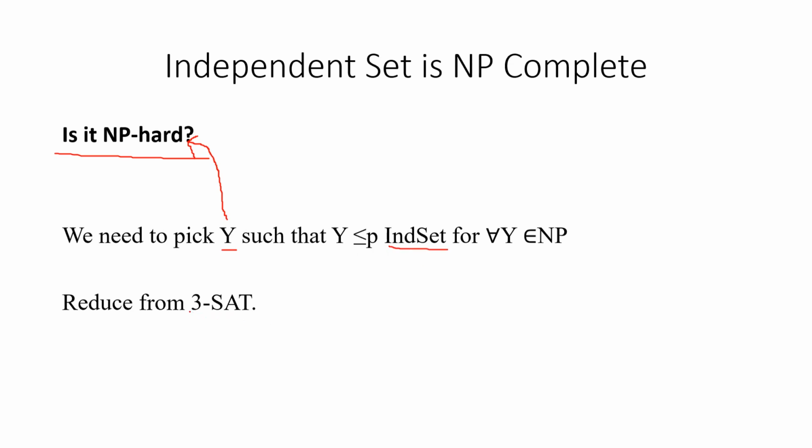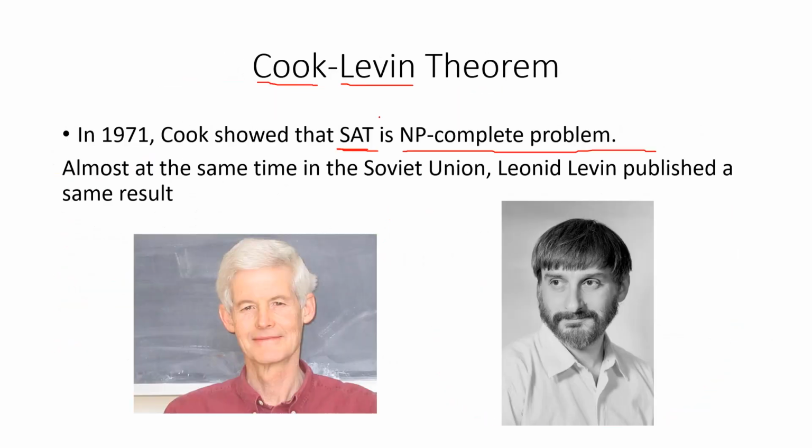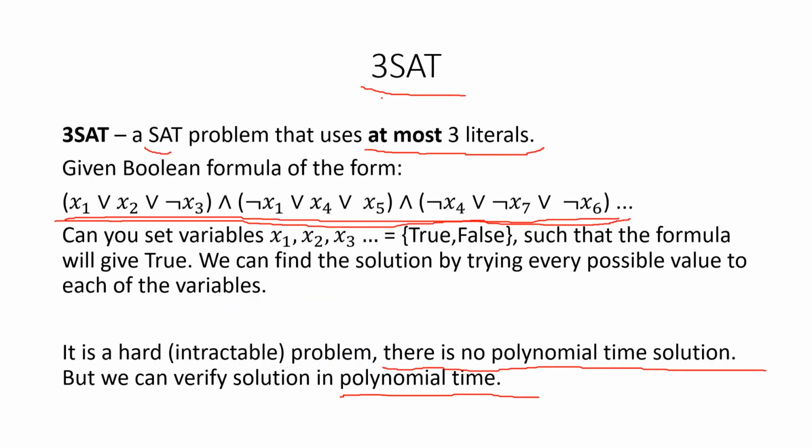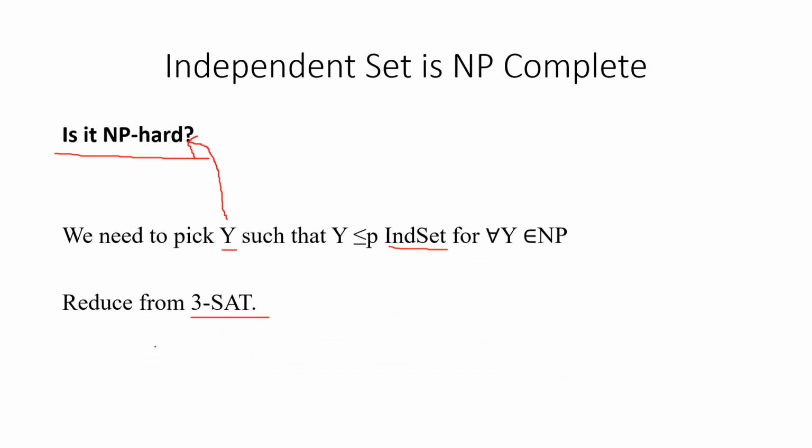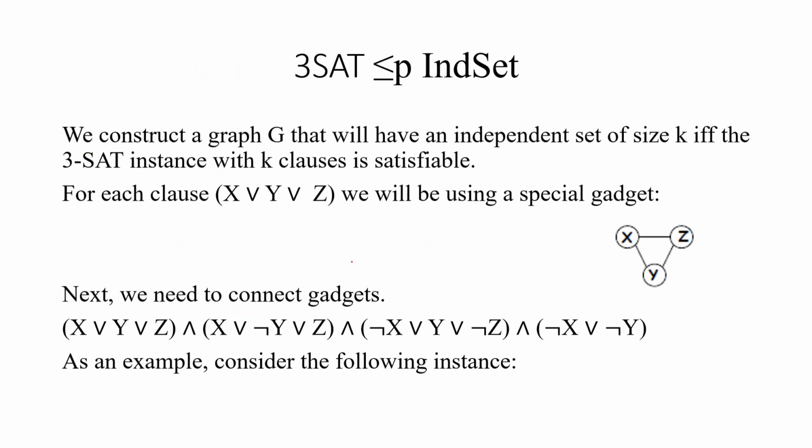We can verify, we can reduce that problem from 3 SAT. Again here, Cook proved to us that the SAT problem is NP-hard, so we can just take 3 SAT, which is also NP-hard, and reduce this problem to our independent set problem. So what do we do?